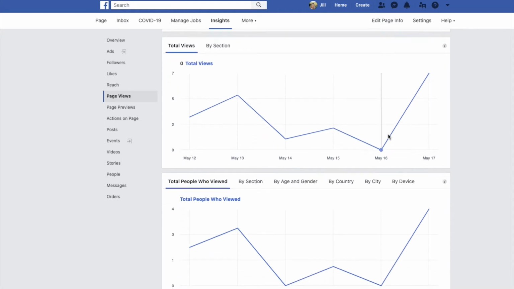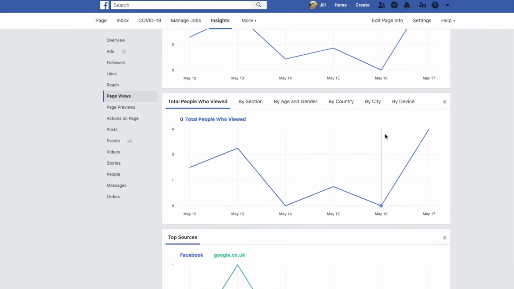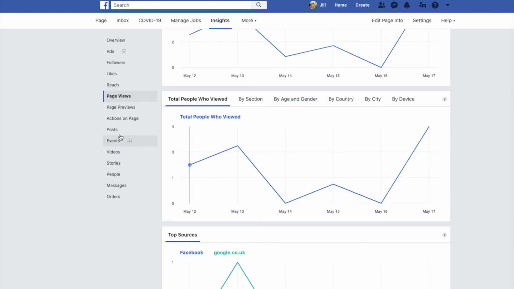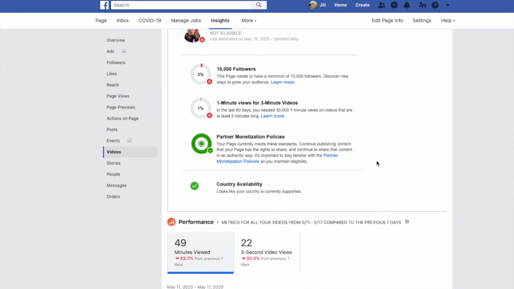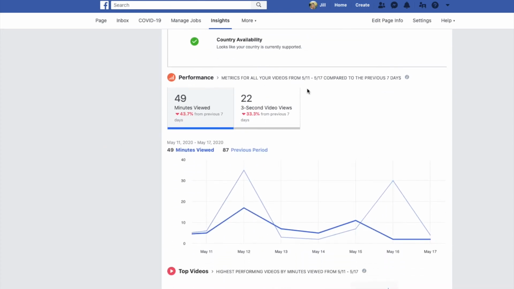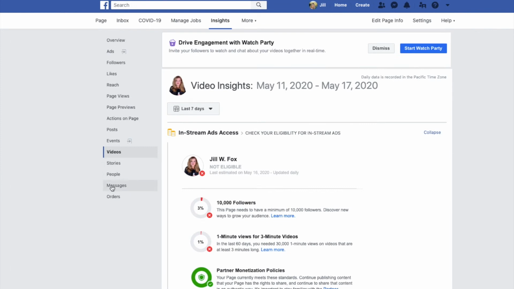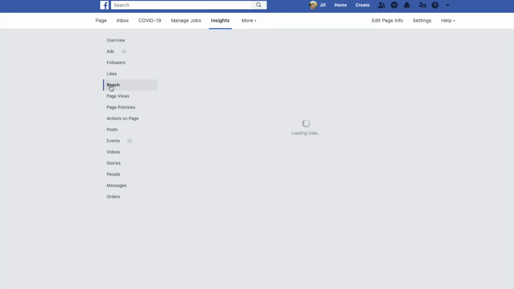So my page isn't very big, and I'm quite honestly not the best at posting consistently to this particular page, but it kind of gives you an indication. Your numbers will probably start to look a lot better than these, but you can click into any of these things, videos, video insights. Here's some performance. So what this is telling you is all my videos during May 11th and May 17th, people watched a total of 49 minutes, we think, and 22 people watched at least 3 seconds of my video. So you can kind of get an indication by jumping through these little things here and clicking on them, just what type of information you can learn.